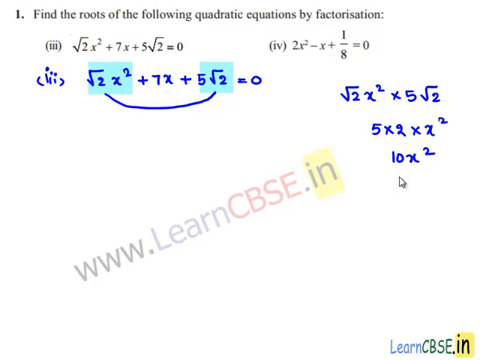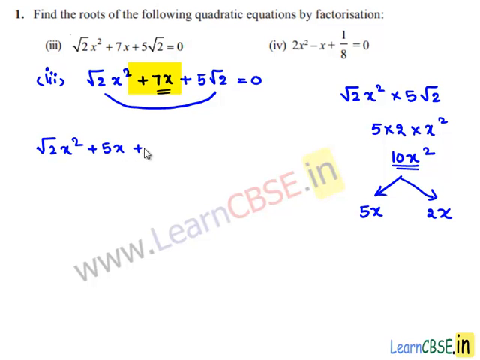We need two terms such that their product must be equal to 10x square and their sum must be equal to 7x. 5x and 2x can be taken as the two terms. 5x plus 2x is 7x and 5x multiplied by 2x is 10x square. So 5x and 2x will be satisfying both the conditions. Root 2 x square plus 5x plus 2x plus 5 root 2 is equal to 0.